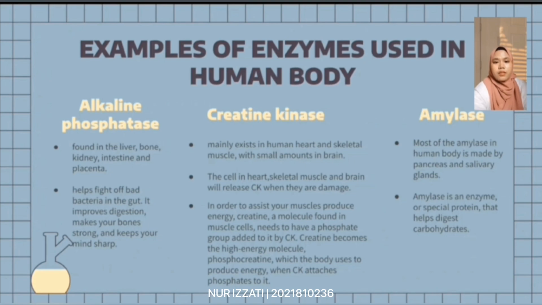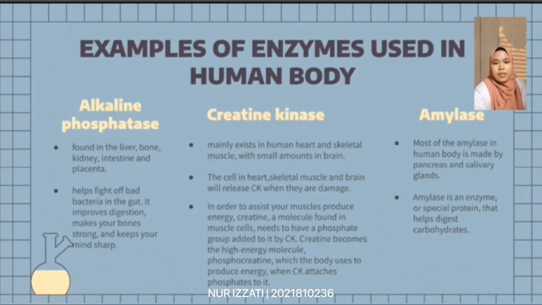In order for your muscles to produce energy, creatine, a molecule found in muscle cells, needs to have a phosphate group added to it by CK. Creatine becomes the high-energy molecule phosphocreatine, which the body uses to produce energy, when CK attaches a phosphate to it.